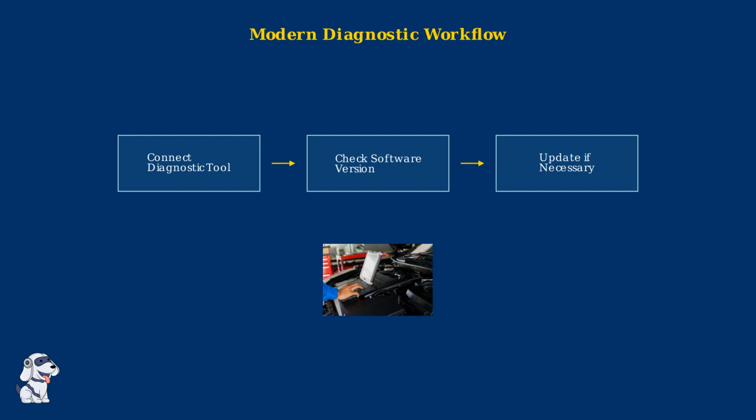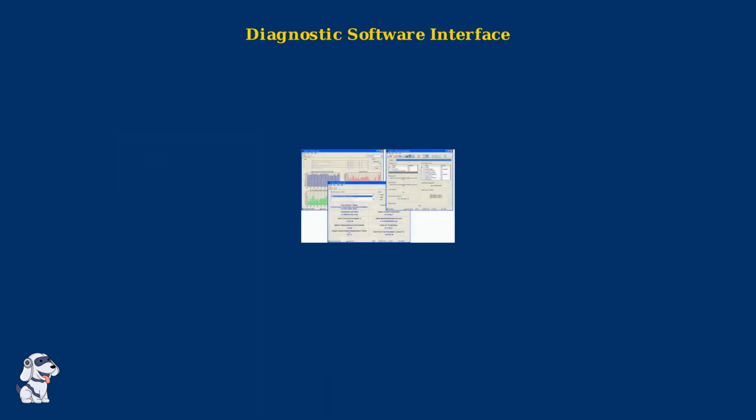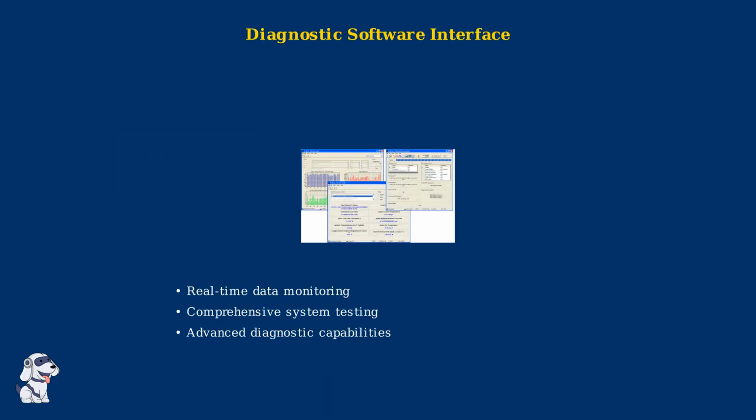Professional technicians rely on sophisticated diagnostic equipment to communicate with the transmission control module. These tools require regular software updates to maintain compatibility with the latest vehicle software and to access new diagnostic capabilities. Modern diagnostic software provides comprehensive system monitoring and testing capabilities. Tools like ProScan offer real-time data visualization, allowing technicians to observe transmission behavior under various operating conditions and identify issues that might not trigger diagnostic trouble codes.